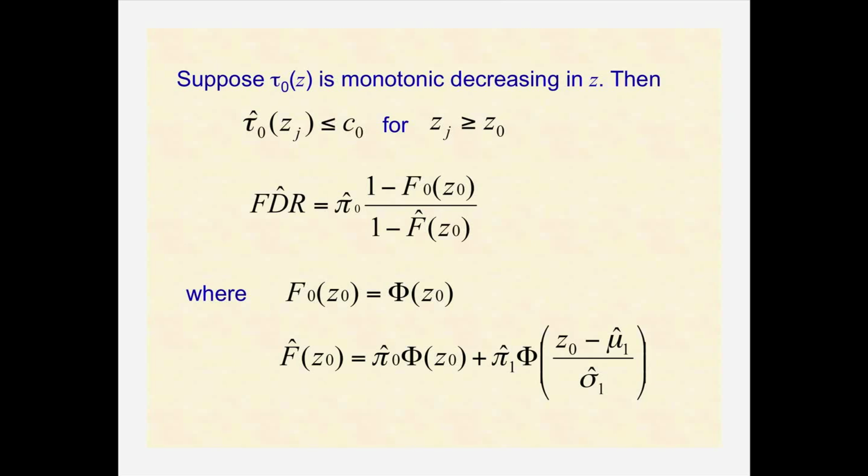Now, just suppose that it's a monotonic decreasing function in z, so if it's less than this threshold for z sub j greater than that, then we can actually write down an estimate of the false discovery rate by this. And you can see that if you take the expectation of this quantity here, it equals this if you forget these estimates. Of course, this is true in general, but I'm just assuming this to show that you can work it out under this assumption. But this holds in general.